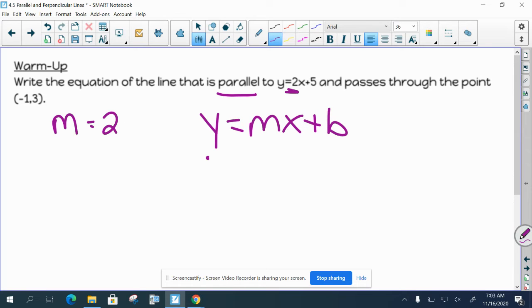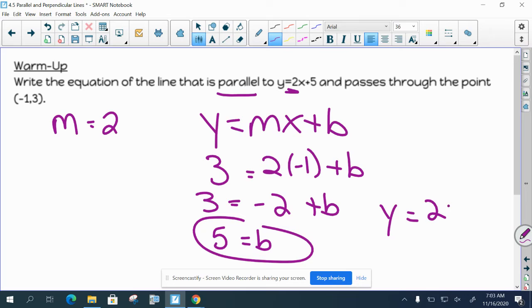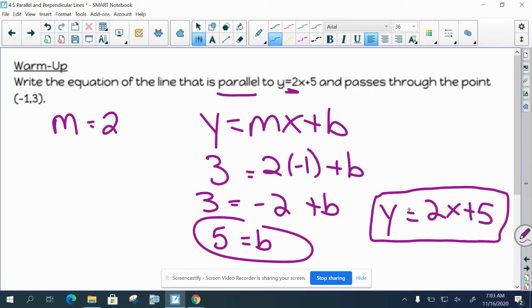So y is 3, m is 2, x is -1. So then you have -2 plus b, add the 2 over, and you get 5 equals b. So then your equation is y equals 2x plus 5. So actually, it turned out that these were not just parallel, but these were actually the same line. All right.